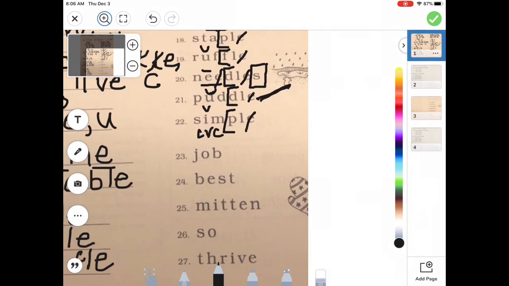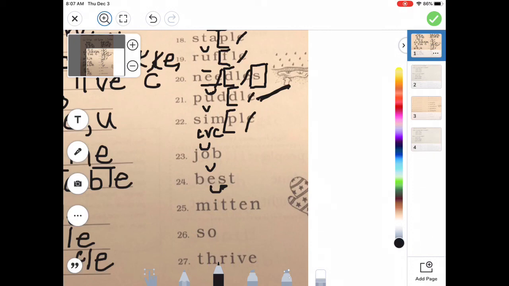All right, some of these words at the bottom are really short, so they should be fast to code. On number 23, how would I code that word? It's just a CVC word, so all I have to do is put a breve over the O, and it's job. Job, very good. On 24, how would I code that word? I've got to find my vowel. It's E. It's got an S at the end, so that E is going to be short. So then I would have best. Best, very good.